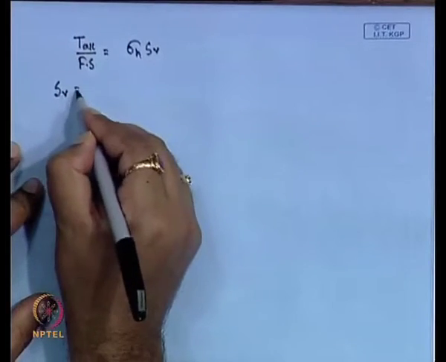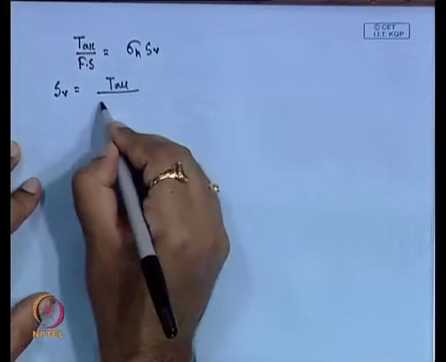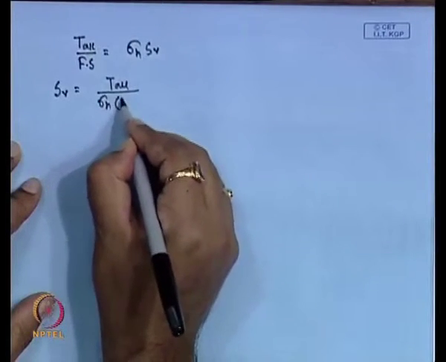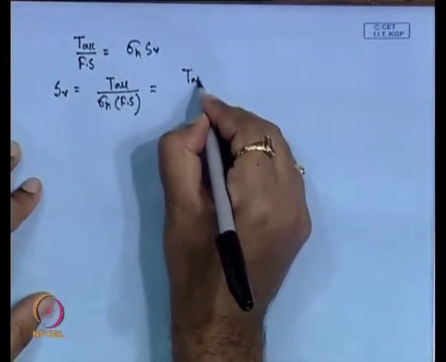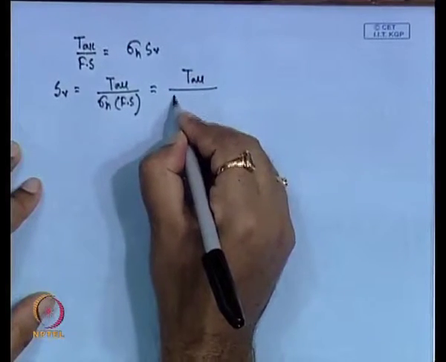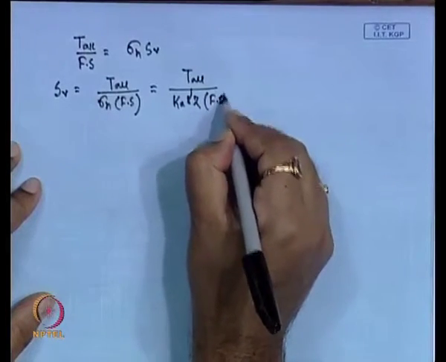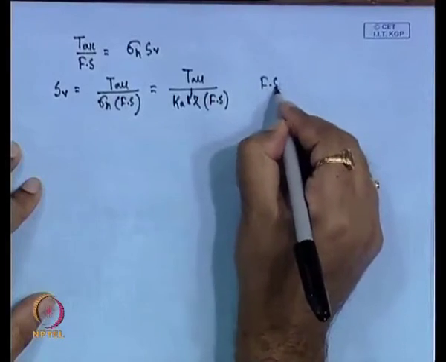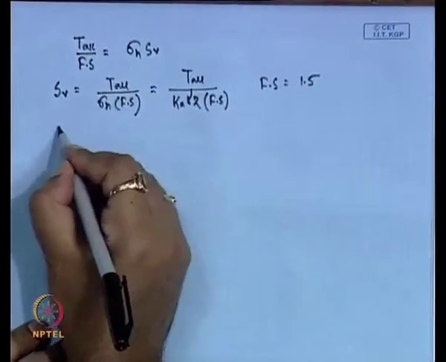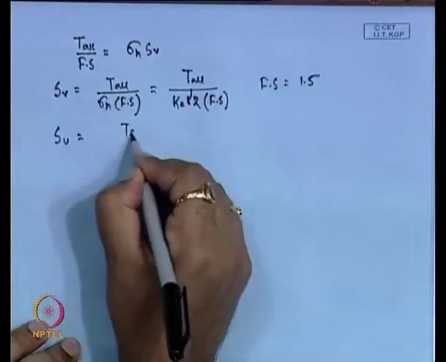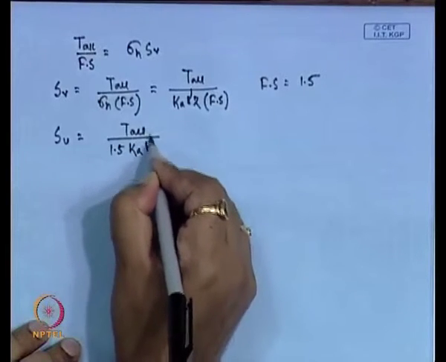So, S V is equal to T allowable divided by sigma h into factor of safety. That is equal to T allowable divided by K A into gamma z into F s. This F s is generally taken as 1.5. So, now we can write S V is equal to T allowable divided by 1.5 into K A gamma into z.